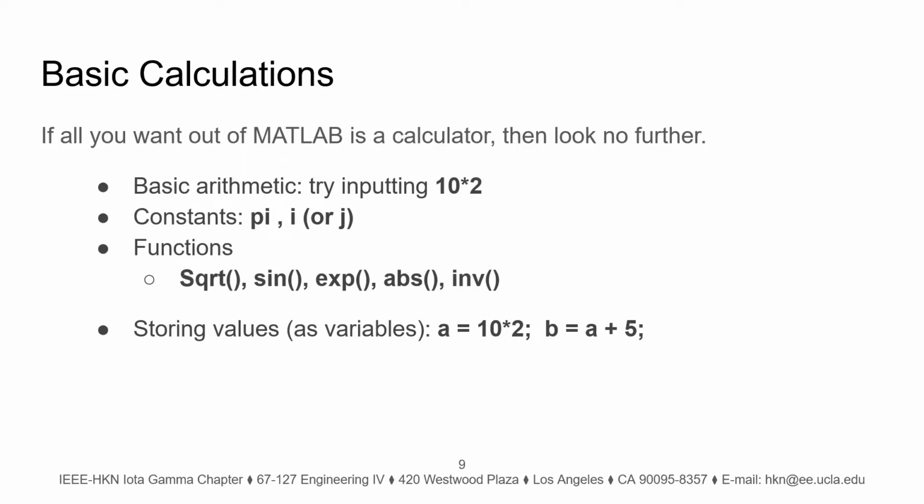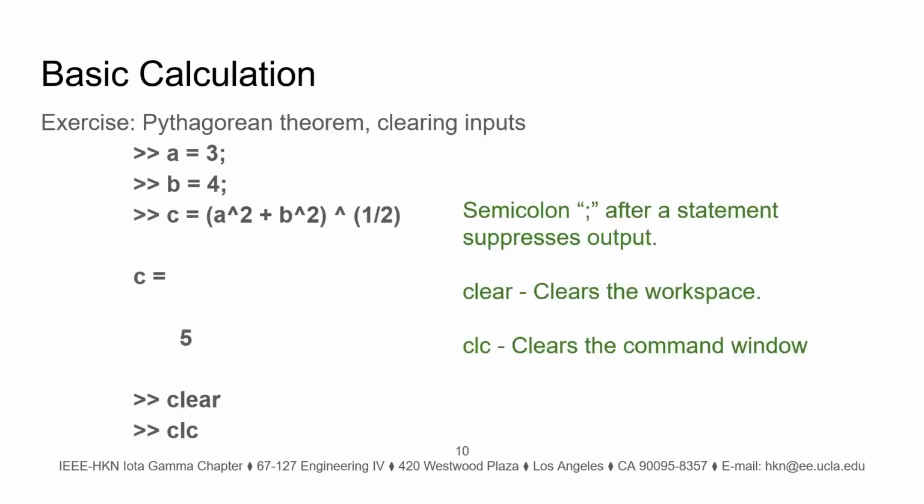You can also store values as variables such as a equals 10 times 2, b equals a plus 5. And those values will be stored in those variables, just like you'd expect out of a programming language like, for example, C++. Here we have the Pythagorean theorem being shown in MATLAB. We store a as 3 and b as 4, and c is the square root of a squared plus b squared, as you expect from the Pythagorean theorem.